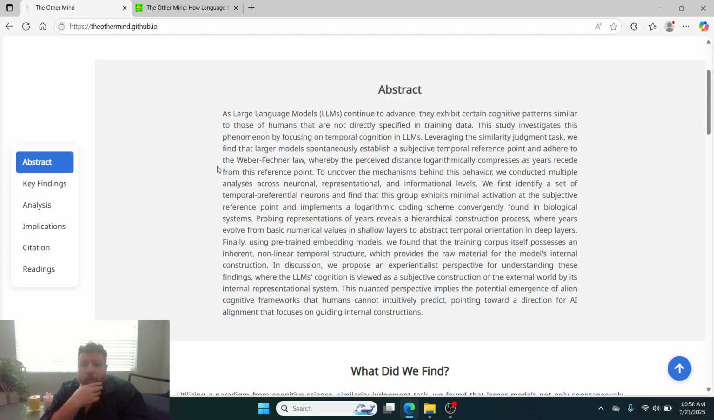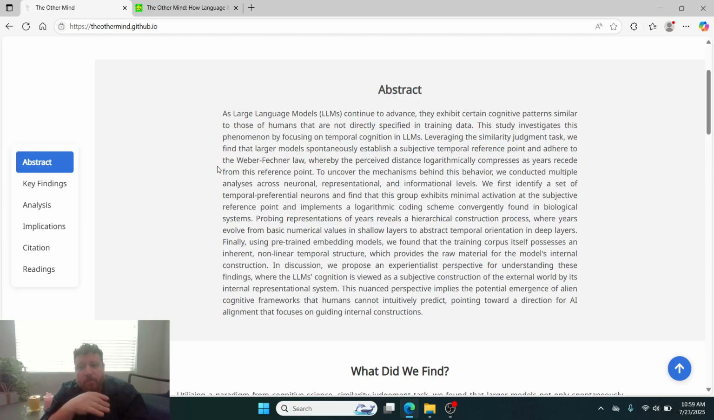And so for the abstract: as large language models continue to advance, they exhibit certain cognitive patterns similar to those of humans that are not directly specified in training data. This study investigates this phenomenon by focusing on temporal cognition in LLMs. Leveraging the similarity judgment task, we find that larger models spontaneously establish a subjective temporal reference point and adhere to the Weber-Fechner law, whereby the perceived distance logarithmically compresses as years recede from this reference point.